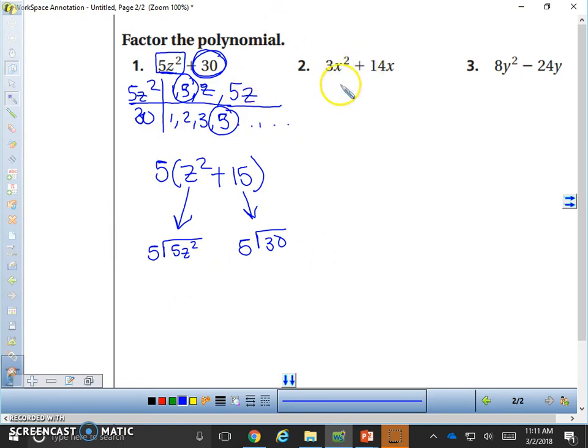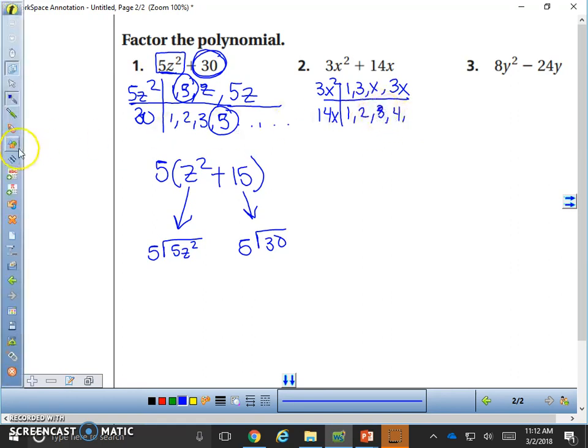Let's go to the second one. Greatest common factor between 3x squared and 14x. Factors that go into 3: 1 and 3. Factors that go into x: x. Factors that go into 3x squared include 3x. It's like I'm tagging along x's with all the things that go into 3. Factors that go into 14: 1, 2, 3, 4, wait, no, 3 and 4 don't. Rewind, that's 12, I was thinking 12.